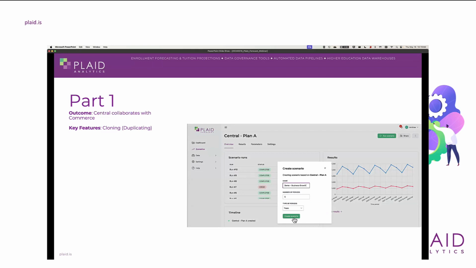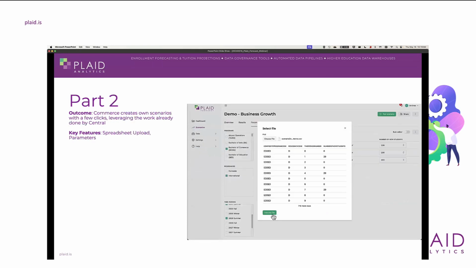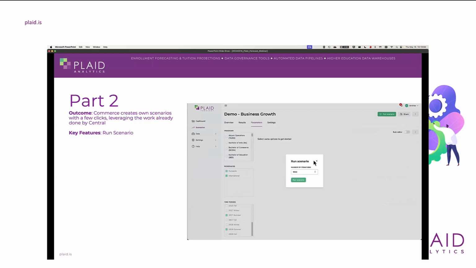We can then get into cloning or duplicating our scenario. So this is how the Dean of Commerce can create their own version or variant of this scenario. We can see here that Dean has uploaded a spreadsheet that talks about what the intakes will be. And we can see here how we run the scenario. So they've clicked the green button at the top right, and then it prompts them to confirm that they want to run the scenario and how many iterations there are.